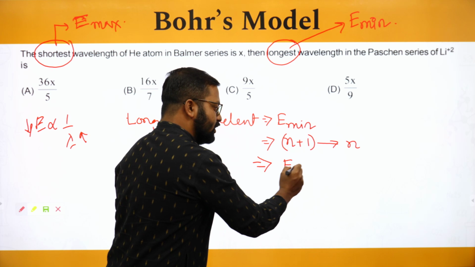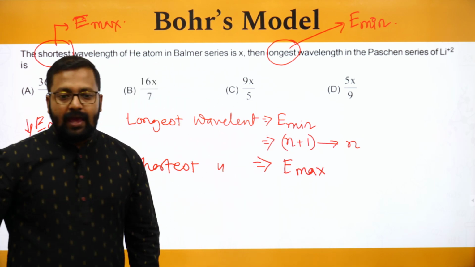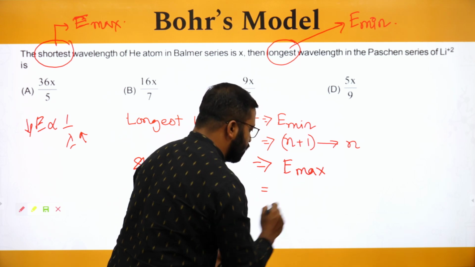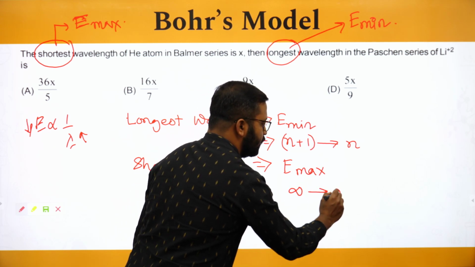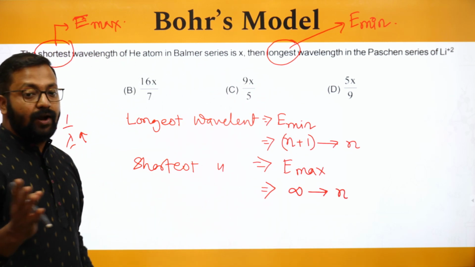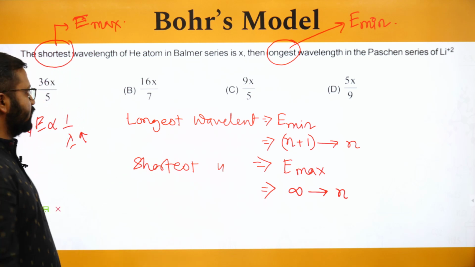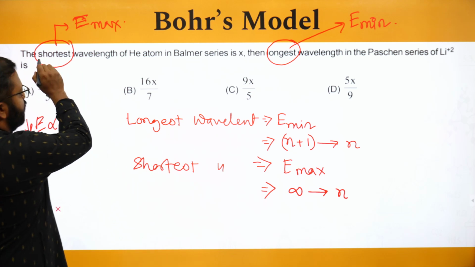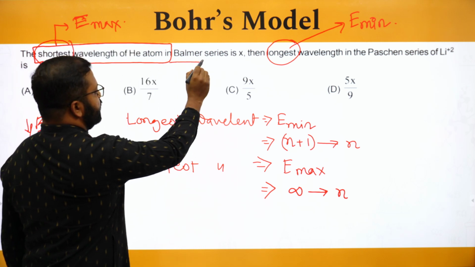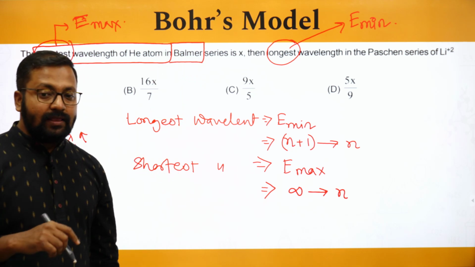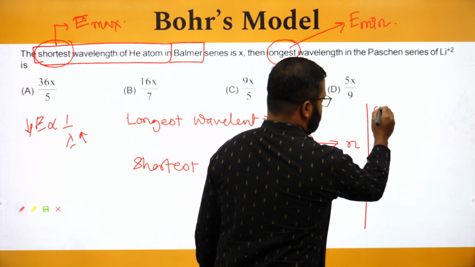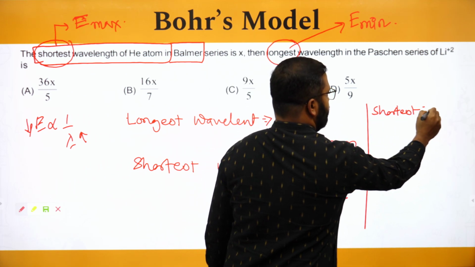that means energy is maximum, and in this case the transition will be from infinity to a given level n, where n can be specified. n can have 1, 2, 3, 4, any value, and so on. So, the shortest wavelength of helium in the Balmer series, the shortest in Balmer.